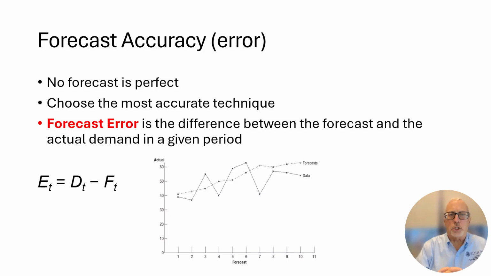And here's what it looks like on a chart. The dotted line shooting out through the middle is your forecast. And the jagged line is your actual demand. And what we see is the difference between them, and these are periods across the bottom, 1 through 11. We could say these are 11 months. The difference between the actual and the forecast is the error.